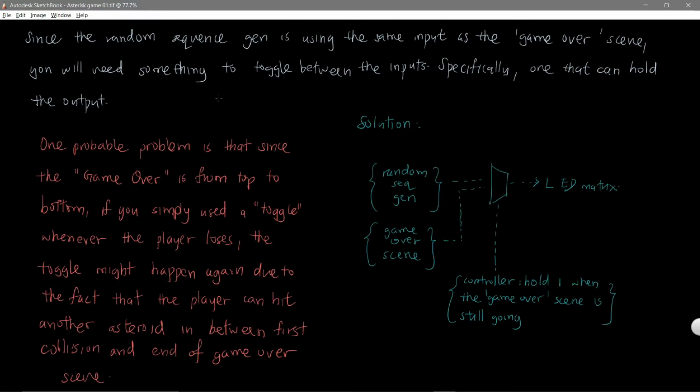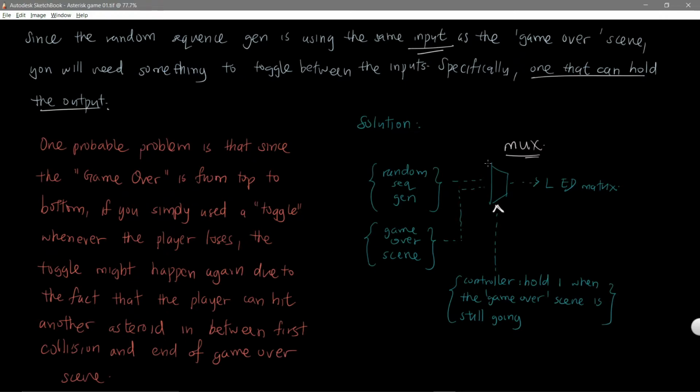Alright, since they are using the same input, you need something to toggle between the inputs, specifically one that can hold the output. What this means is that when you are displaying the game over scene, you want this input to be a constant input. You don't want it to toggle between different states. What I'm trying to say here is that if you are using the losing condition, where you crash, the losing condition is activated, and when you are not, the losing condition is not activated, right? So if you are using that to control your multiplexer, it's not going to work.